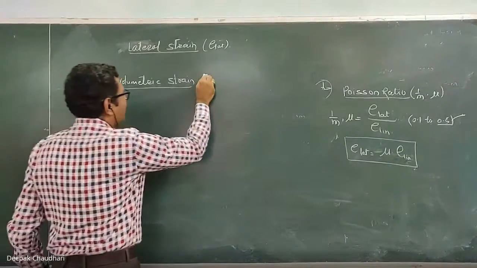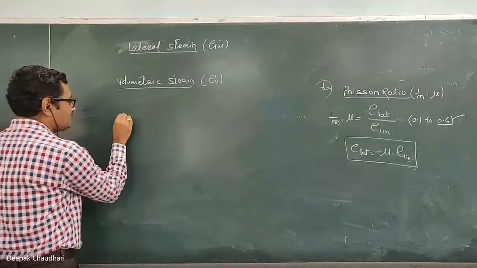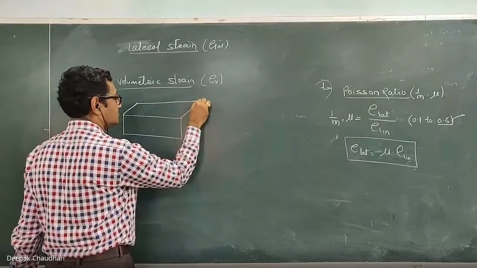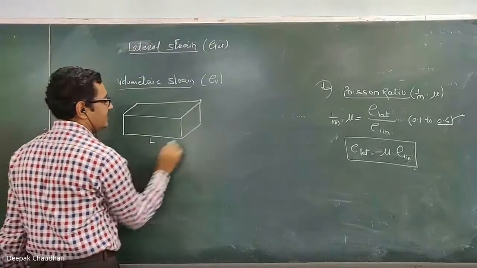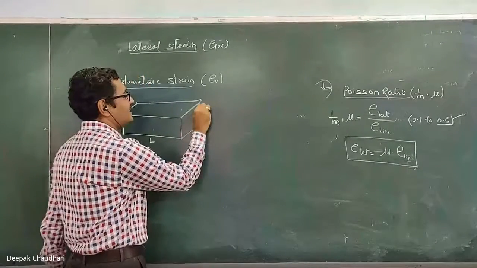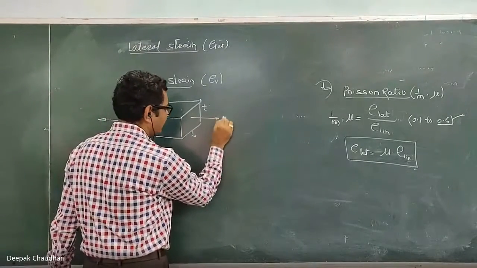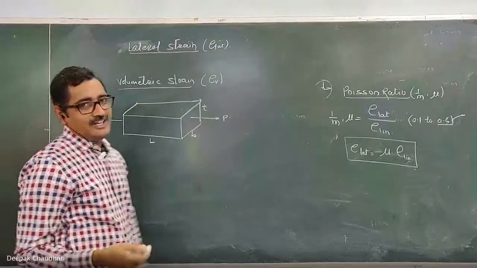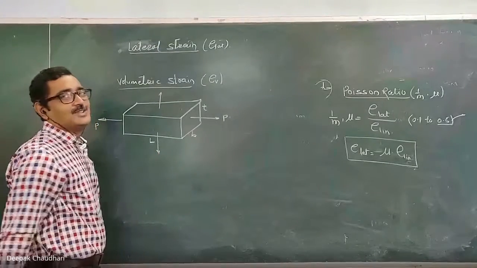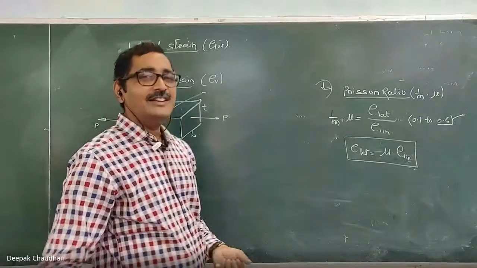Now, the next one is the volumetric strain, which is denoted by E suffix V. Now, if I consider, suppose this is one cuboid. Let this be L, let this be B, and let this be T. Write T or write D, one and the same thing. T means thickness, D means depth. Now, when it is subjected to some load, I am considering the unidirectional loading only. If the load is acting only in one direction, it is known as unidirectional. If the load is applied in both directions, X and Y, then it is known as biaxial. If the load is applied in all three directions, X, Y, and Z, then it is known as triaxial loading.